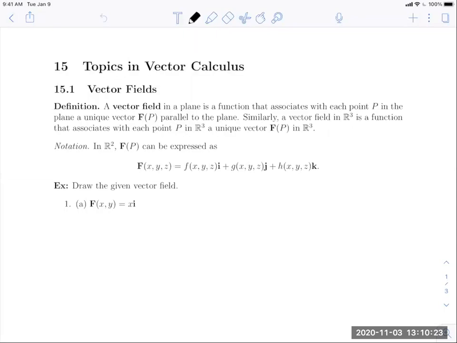We begin our journey in chapter 15, which is going to discuss topics in vector calculus. And in section 15.1, we're going to introduce the notion of vector fields. So first, let's define what a vector field is.